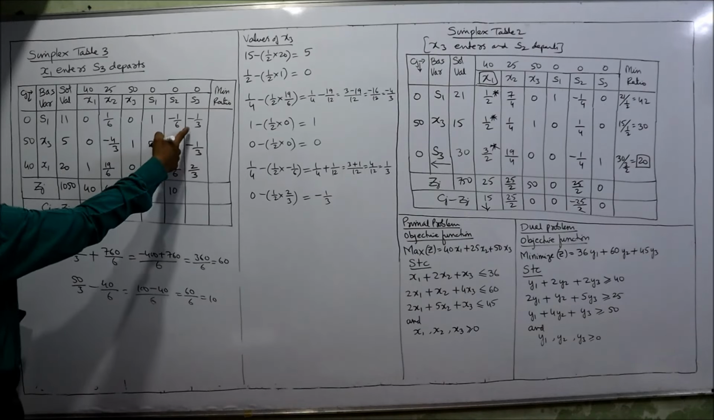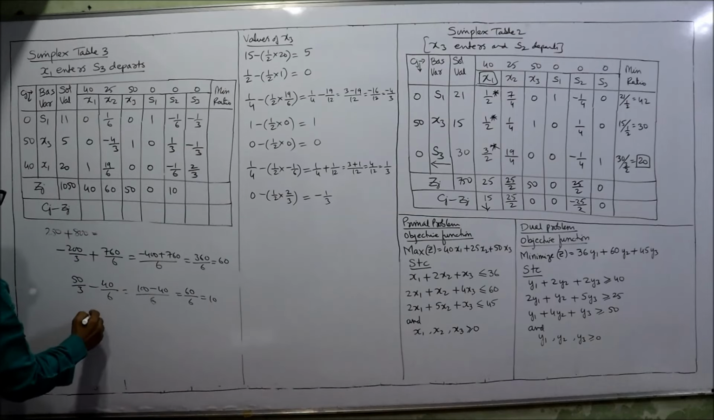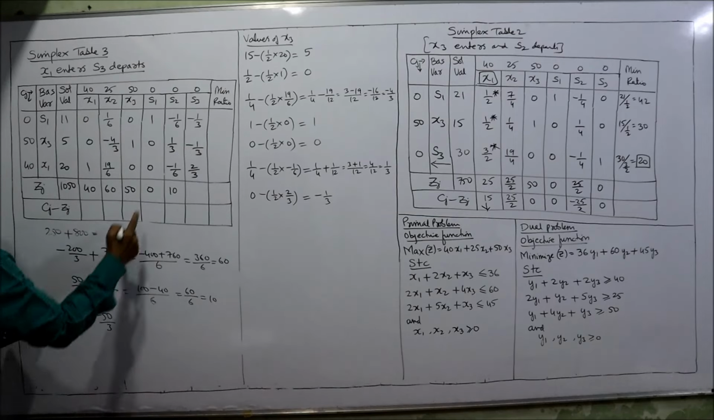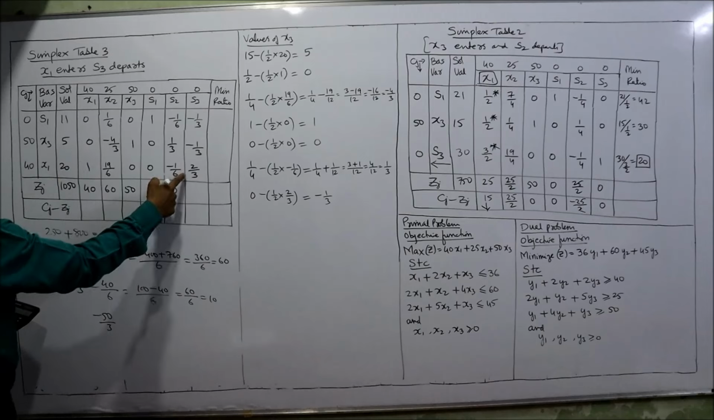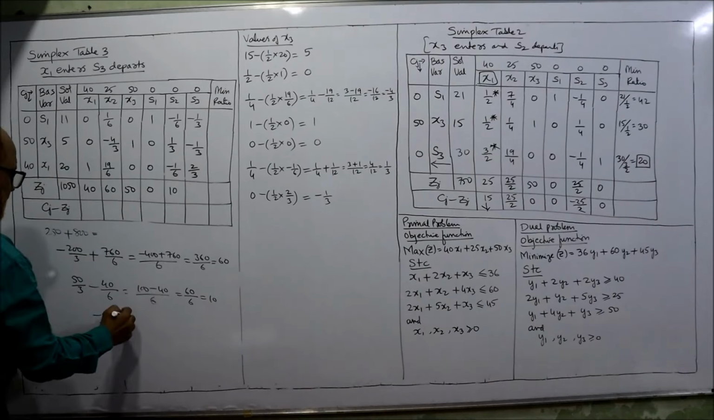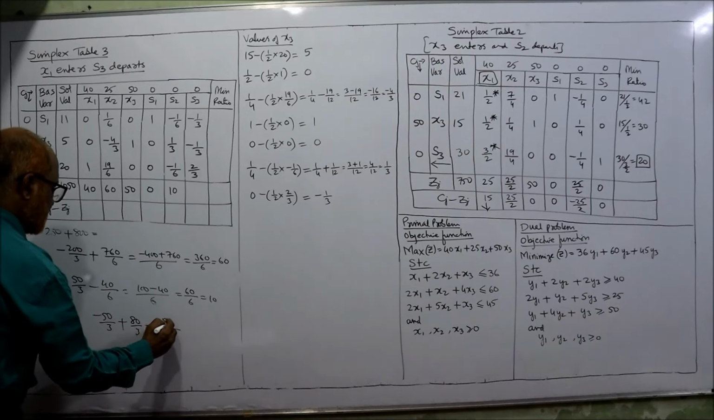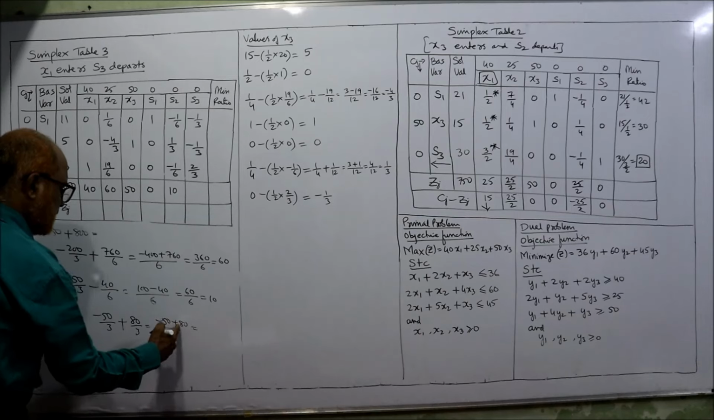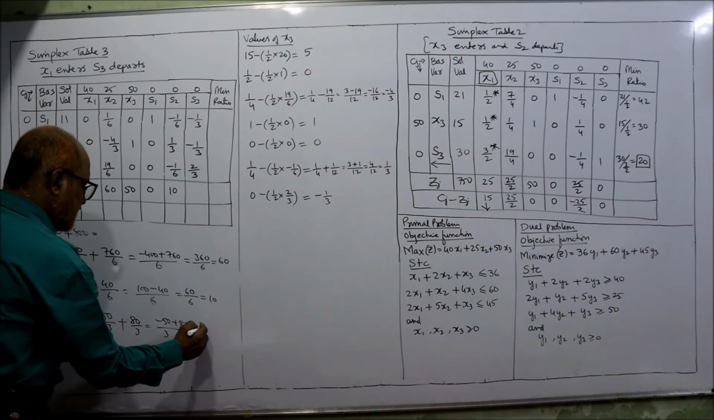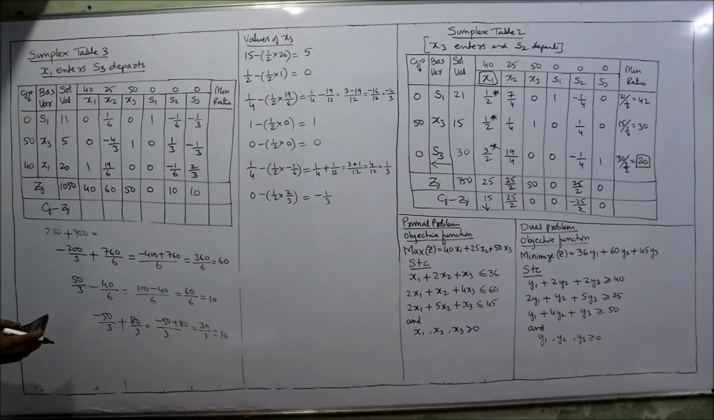Here, 0 into minus 1 by 3 is 0. 50 into minus 1 by 3. So minus 50 by 3. Minus 50, then plus 40 into 2, 80 by 3. LCM is 3, minus 50 plus 80, so 80 minus 50 is 30, 30 by 3 is 10. Here 10. Now we got the Zj value.